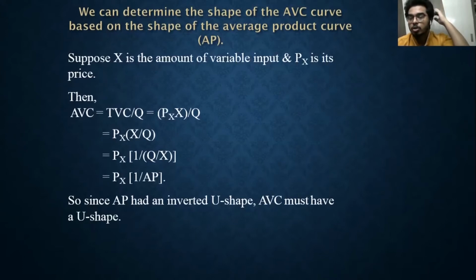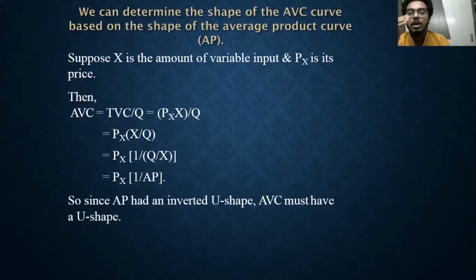Naturally, if you divide 1 by 10, it will be a smaller number. 1 by 100 will be a further smaller number, but 100 is larger than 10. So 10, 100, 10. But 1 by 10 is 0.1, and 1 by 100 is further less, 0.01, and then 1 by 10 is 0.1 again. So it is like this, and the same thing you get here.